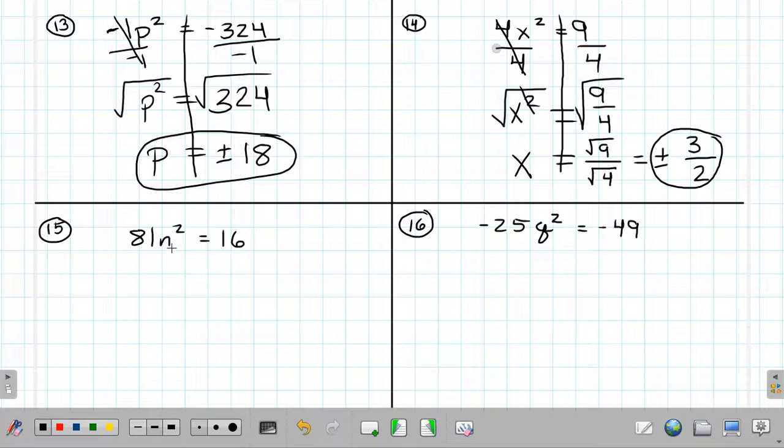81n squared is equal to 16, so that means we need to divide by 81. So we get n squared is equal to, well, once again, in this case, it's actually a pretty nasty decimal. You plug that in, you get this nasty repeating decimal that, depending on the calculator you're using, doesn't seem like it's repeating too much. So just to get the exact number here, let me take that square root. So we take the square root of 16 divided by 81.